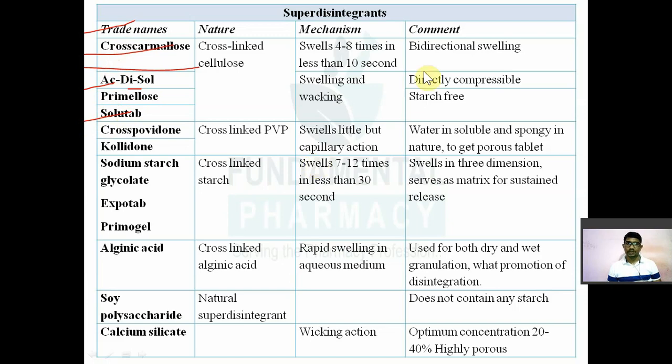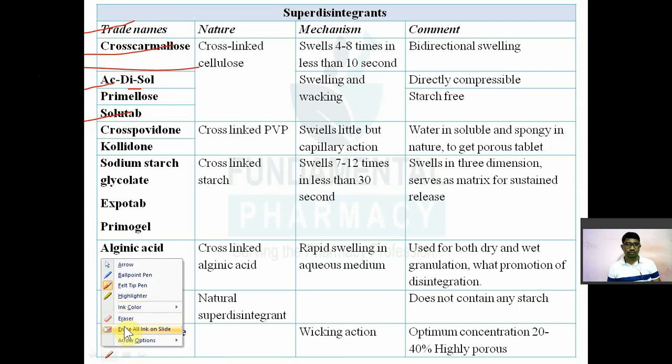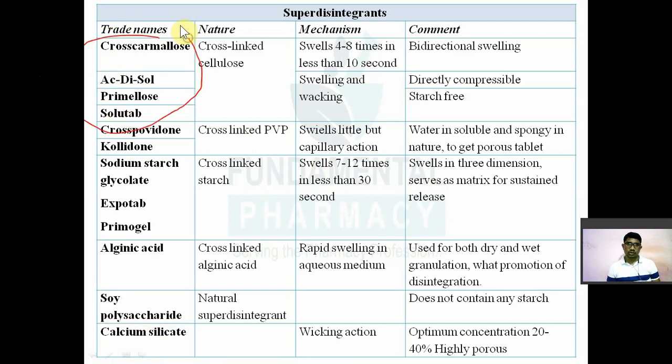What are these four? It is nothing but cross-linked cellulose. Cellulose is nothing but a polymer of glucose, and starch later becomes cellulose. So croscarmellose sodium, Ac-Di-Sol, Primellose and Solutab are the trade names of cellulose, cross-linked cellulose, which is used as a super disintegrant. These are the trade names; exactly what it is, is a cross-linked cellulose.